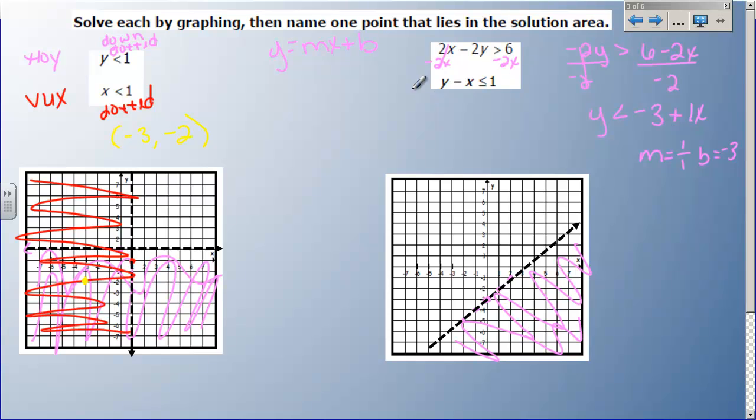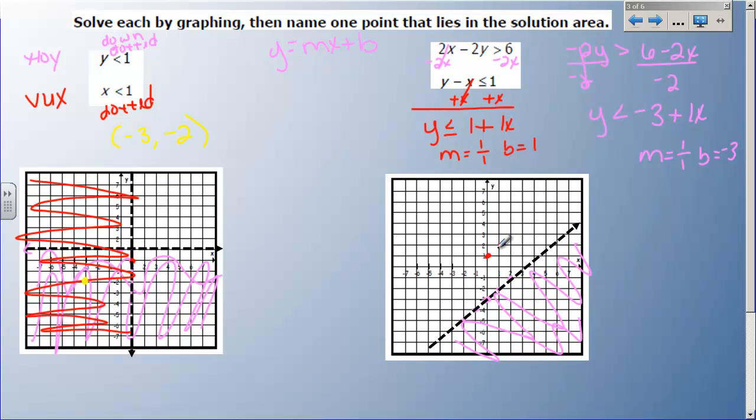So now I have y minus x is less than or equal to 1. Well, I've got to get y by itself, so I'm going to add x to both sides. So now I have y is less than or equal to 1 plus 1x. So I have a slope of 1 over 1 and a y-intercept of 1. So we're going to graph it. So I have a y-intercept of 1.